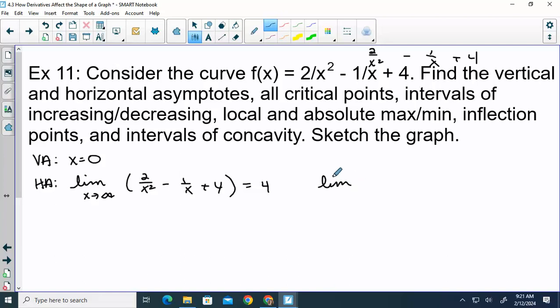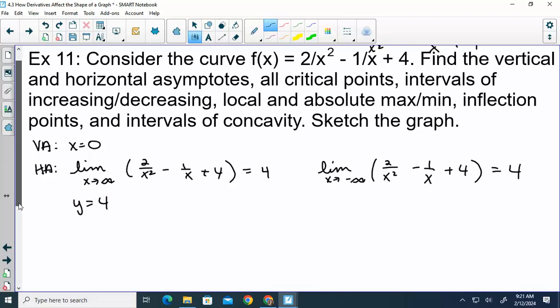We should check as we go to negative infinity. We talked about most of the time they're the same, but I did show you examples where they were not. But if x is negative infinity, it doesn't change anything. 2 divided by a bigger and bigger number is 0. 1 over a bigger and bigger number is 0. So this is also going to 4. So horizontal asymptote y equals 4. All right.